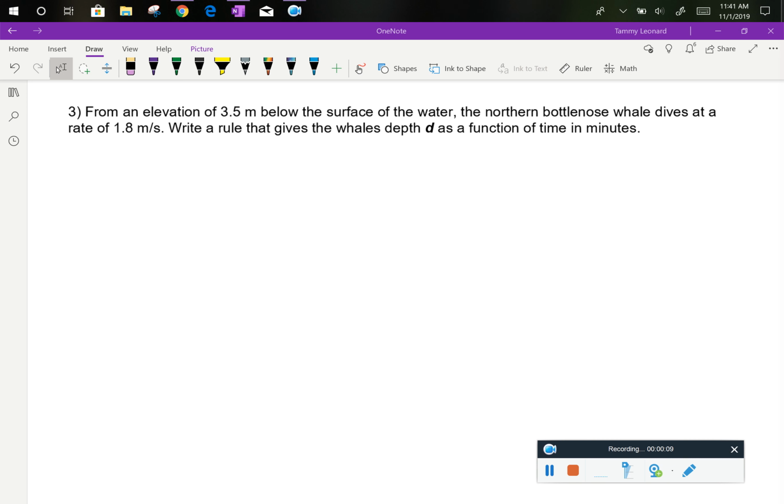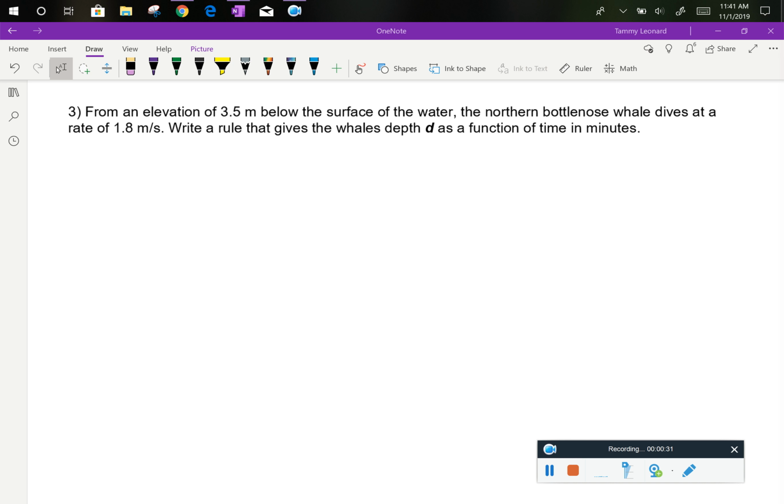From an elevation of 3.5 meters below the surface of the water, the northern bottlenose whale dives at a rate of 1.8 meters per second. Write a rule that gives the whale's depth d as a function of time in minutes. Now, you might get a different function rule depending on how you define the problem.